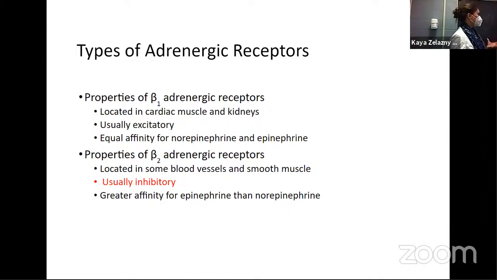And they have an equal affinity for norepinephrine and epinephrine. So that receptor, that protein, doesn't really care which neurotransmitter is coming in. They both fit equally well into their active site.